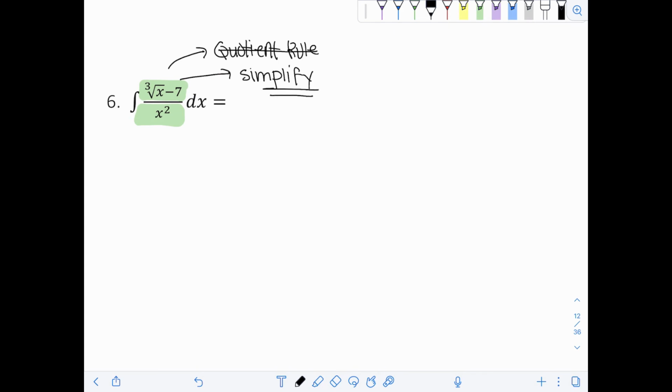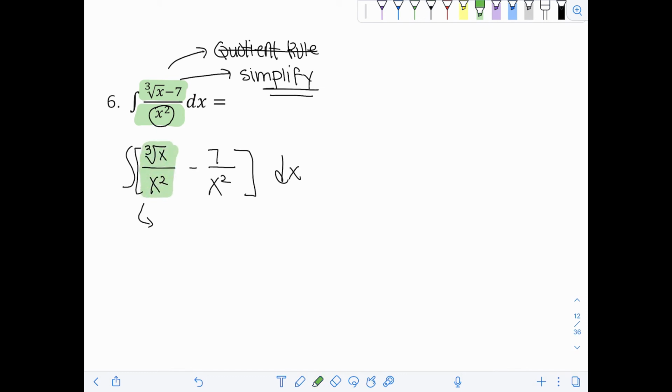We could simplify this because when we have a fraction and there's only a single term in the denominator, that means that we could split it up. So we could say this is the same thing as cube root of x over x squared minus 7 over x squared. So how does that help us? Well, I could now rewrite these and simplify that first one so that it's in the form where we can just go ahead and use the power rule for integration. So let me simplify this first fraction to start.